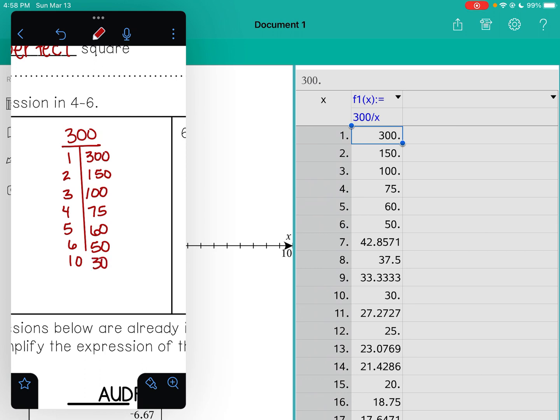Last but not least, oh no, we have a couple more. 12 and 25. There we go. 15 and 20. This one has a lot.